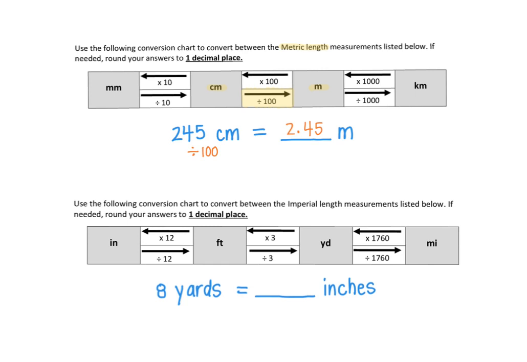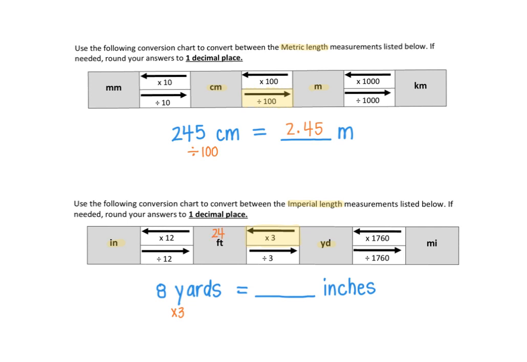Then we will look at imperial lengths. If we want to convert 8 yards into inches, we can see that we're going to have to do this in 2 steps. We will take 8 yards and multiply that by 3 to turn it into feet. This will give us 24 feet.